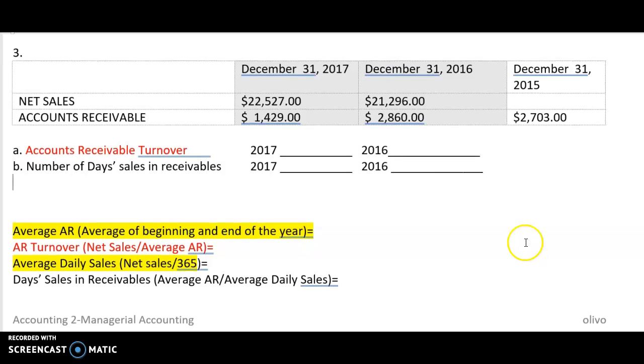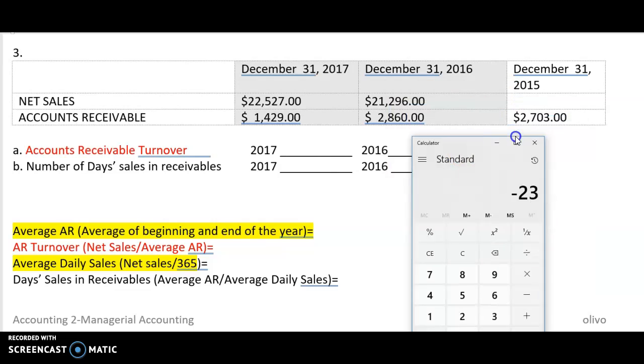And you don't need to do all the work. You were only asked for this red and this black ratio, the red here and the black here. But in order to find both of them, you need to have the average AR and the average daily sales figured out. So I'm just going to run through this one. You can write these out. You can find the answers however you want to.